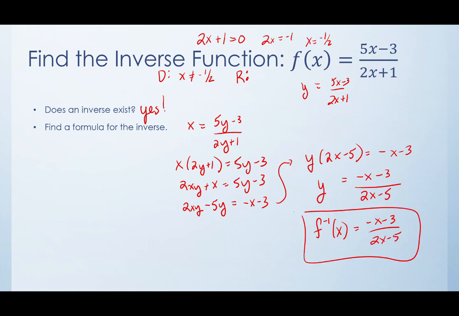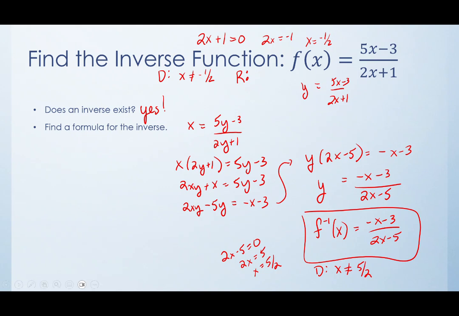Now, what's the domain for this inverse function? We do not want 2x minus 5 to equal 0. So x is 5/2. That's the number we have to exclude from the domain, which is 2.5.